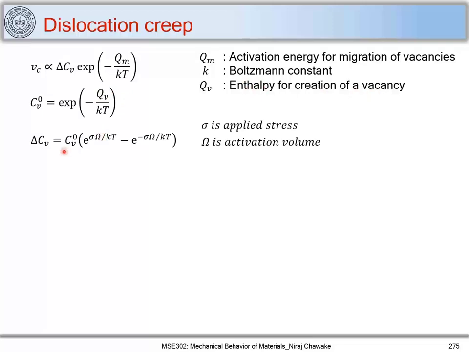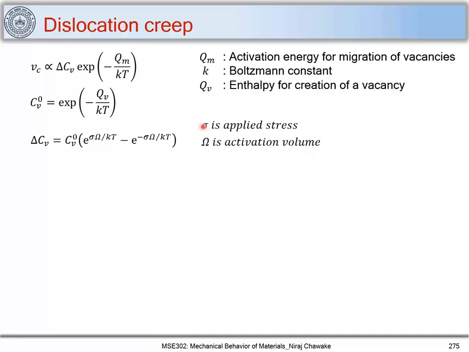And you can write this delta Cv in terms of the applied stress and the temperature. So you can write this delta Cv using Cv naught as Cv naught times e to the power sigma omega upon Kt minus e to the power minus sigma omega upon Kt. As we are dealing with a concentration gradient of vacancies, this is because of the tensile nature of the stress, and this is because of the compressive nature of the stress. That is how we get this vacancy gradient, that is delta Cv, the difference in the vacancy concentrations, where sigma is the applied stress and omega is the activation volume.